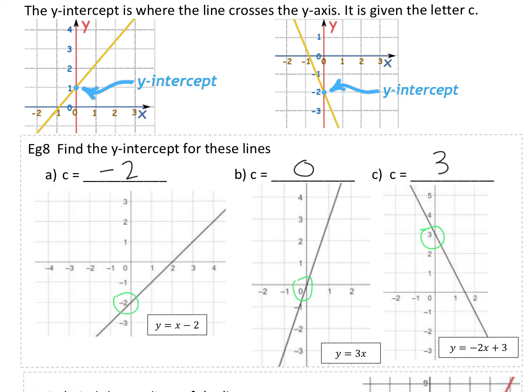Looking ahead of things, you notice actually if we look at the equation and the y-intercept, there is a link. C, the y-intercept, is the number you add or subtract to the number of x's.